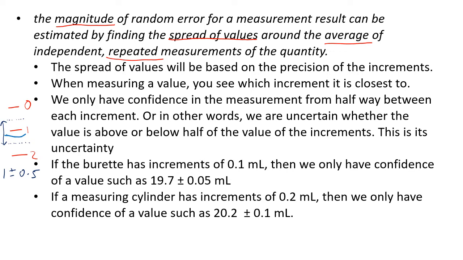Now, I know that we've been talking about reading burettes to 2 decimal places, but this is the concept of uncertainty rather than being able to read something that accurately, which I expect you all should be able to do. All right, so if the burette has increments of 0.1, then we have confidence of half of each of those increments, which is 0.05. And if a measuring cylinder has increments of 0.2, we can only say that we have confidence in the values between plus or minus 0.1 of a mil. What you'll notice is that the bigger the increments, the less certain you are, which means the larger the random error.